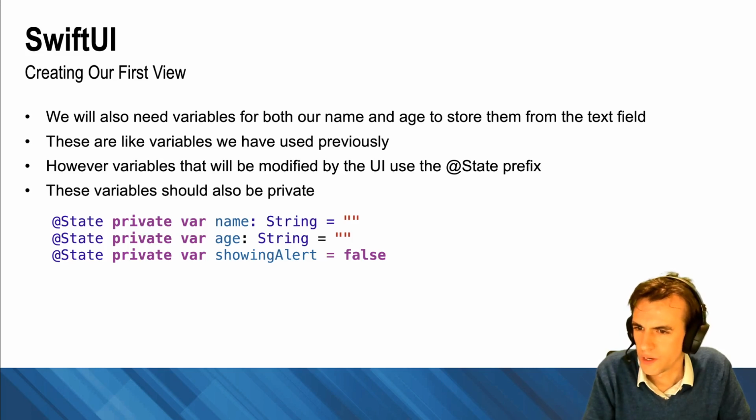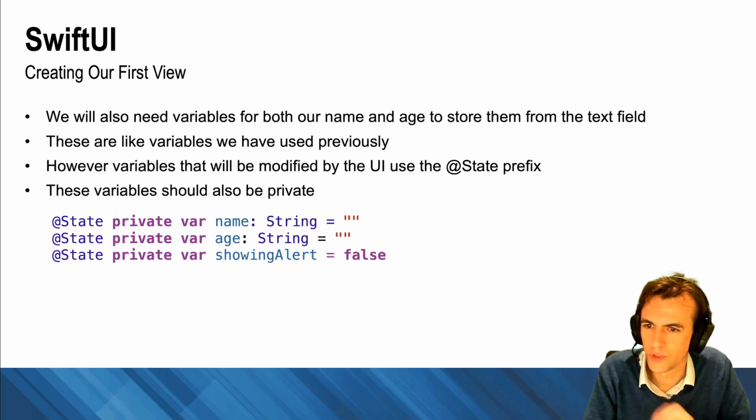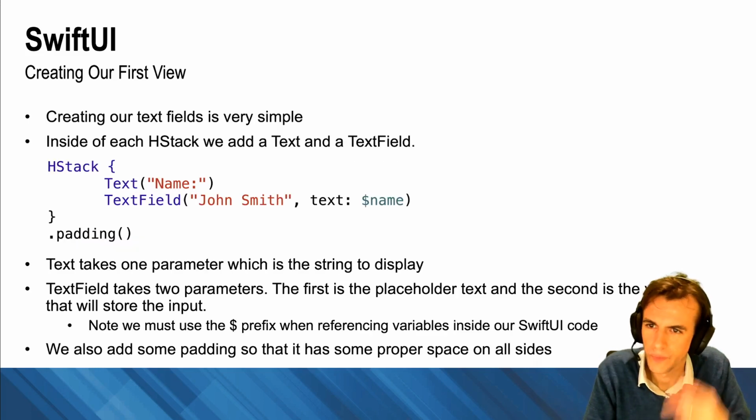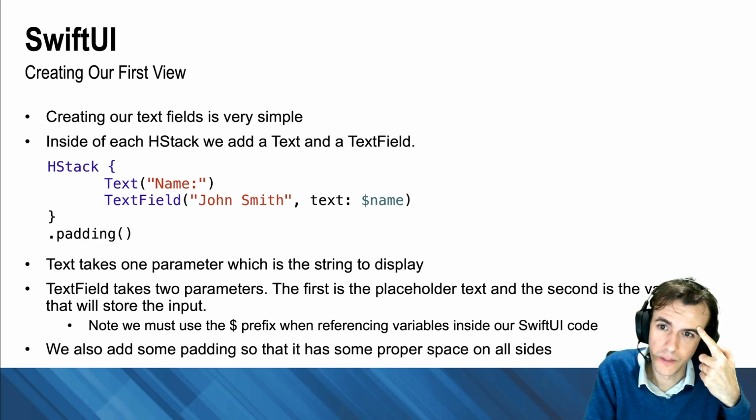We're going to need some state information. So we've got a few properties of our class, name, age, and showingAlert, and some initial values. These have this State attribute, which marks them as being part of the state of the class, so that this means they're modifiable by the UI. And it also means if they change, the UI needs to update too. So these things are linked to each other. So there's bindings between them effectively.